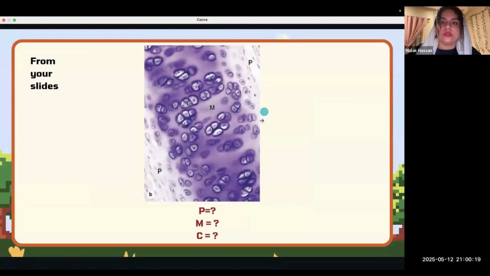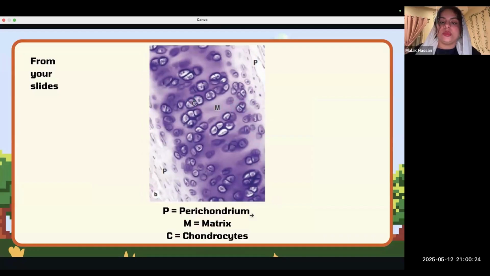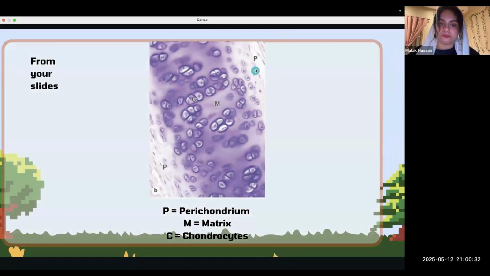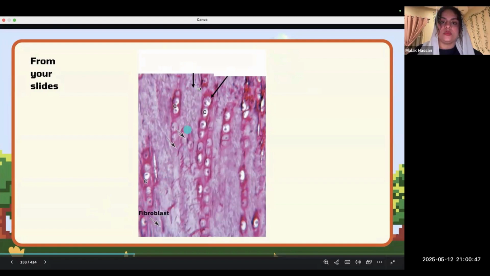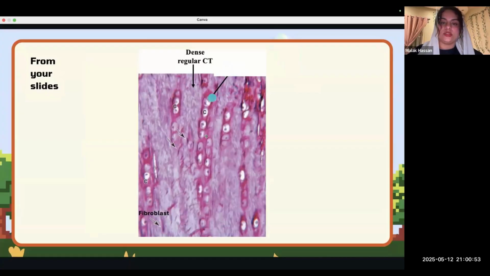Then what are the labelings on this? So what is P? What is M? What is C? P is perichondrium, M is matrix, and C is chondrocytes. So matrix, chondrocytes, perichondrium. What are the labelings on this picture? So what's this, and what's this? This is the fibroblast. What is this? This is dense regular connective tissue. And this is the layers.